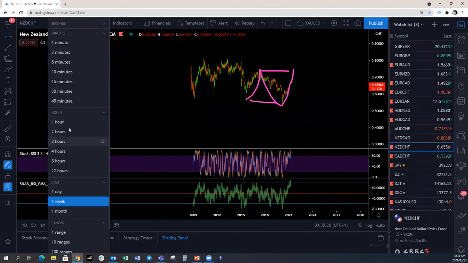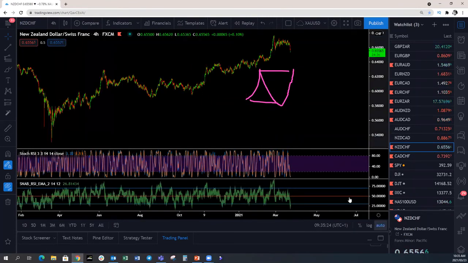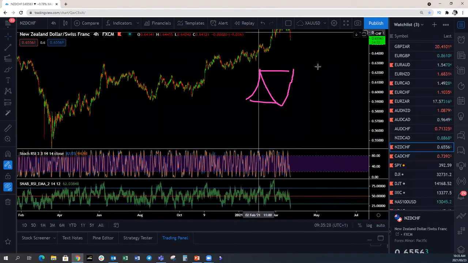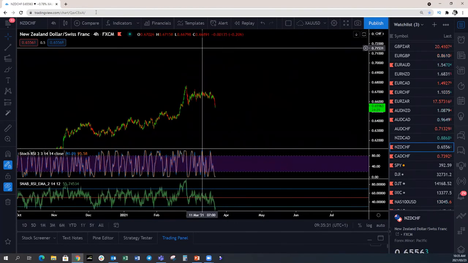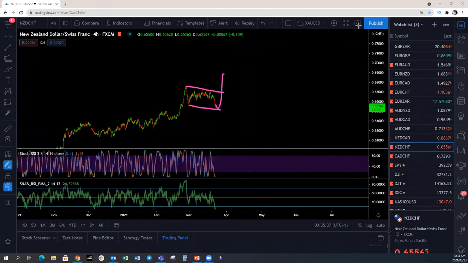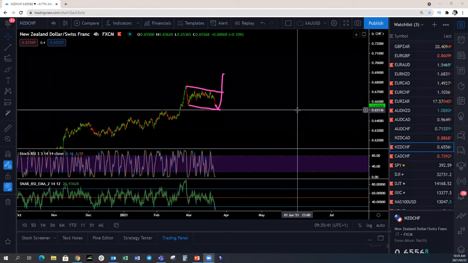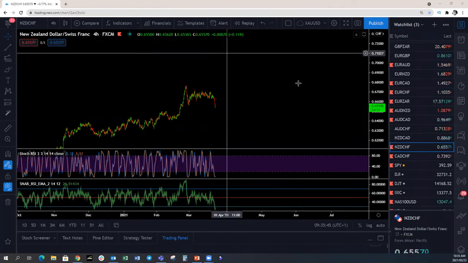Pullbacks in the lower degrees just mean it's another opportunity to get involved and get higher. So we are seeing this corrective structure. This should potentially continue to the upside. We've made a nice corrective structure here, and then we will look for this to the upside. All right, so that is New Zealand Chief.